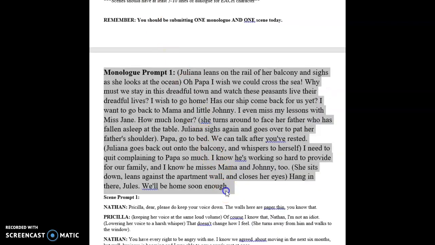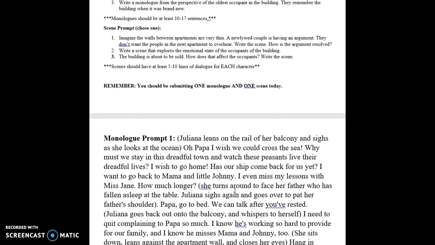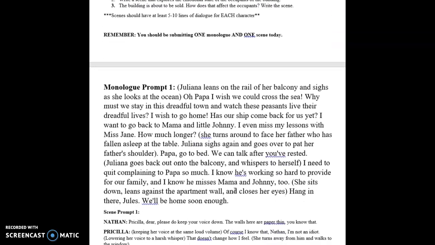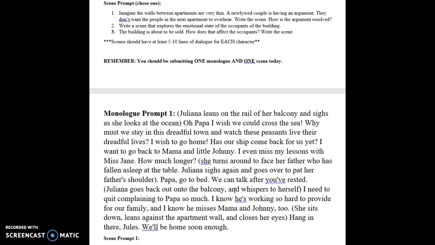So here's my monologue. Remember, your monologue is going to be anywhere between 10 and 17 sentences. I think the biggest is 17 and the shortest is 10. As you can see, mine's probably a little bit more than that if I include my stage directions. And note that my stage directions are in parentheses. So if you have your character moving or talking in a certain volume or a certain way, make sure that you put that in the parentheses as stage directions.